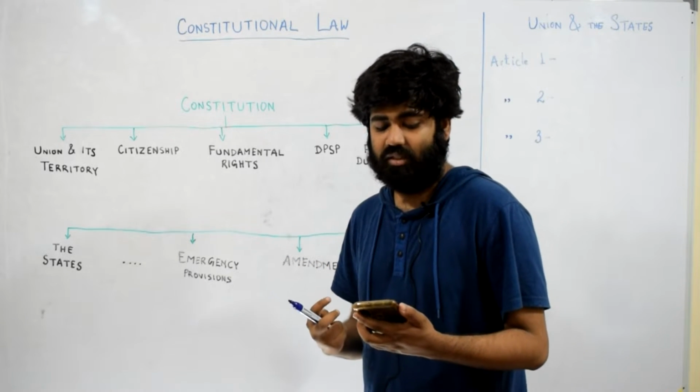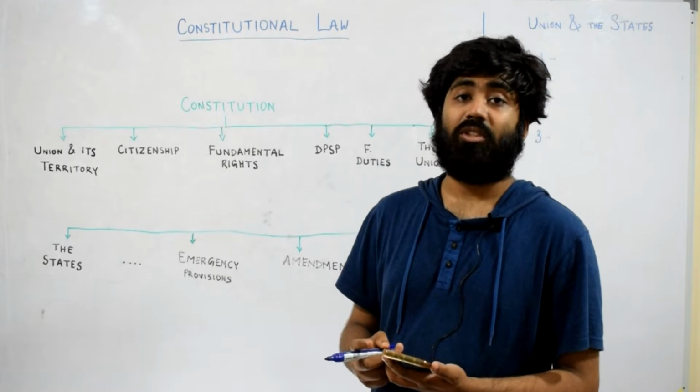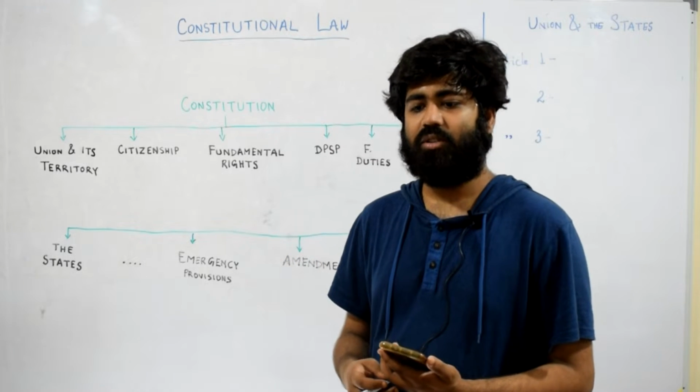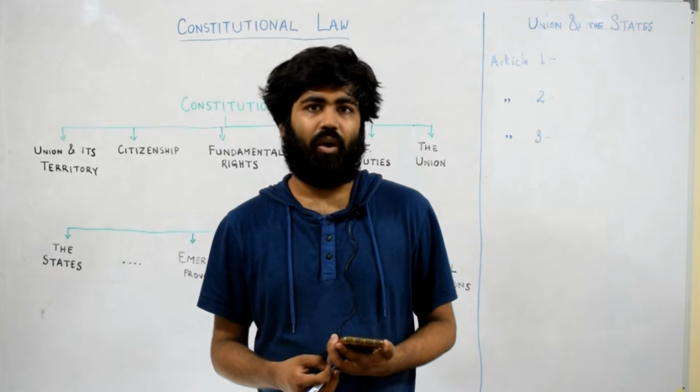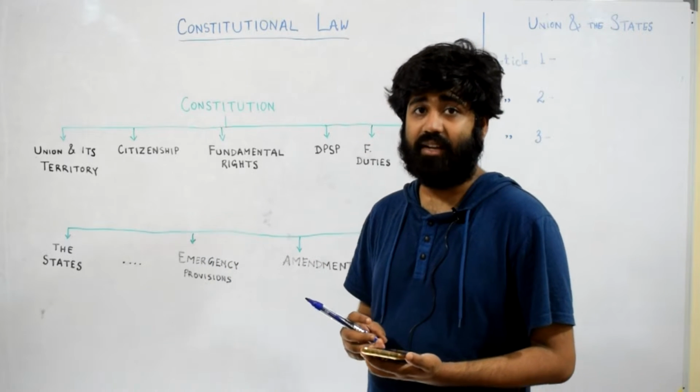Clause 2 says the states and the territories thereof shall be specified in the first schedule. So I was talking about the schedules of the constitution. There were 8 schedules in the constitution initially. Now there are 12. So the first schedule of the constitution specifies the territory of India.